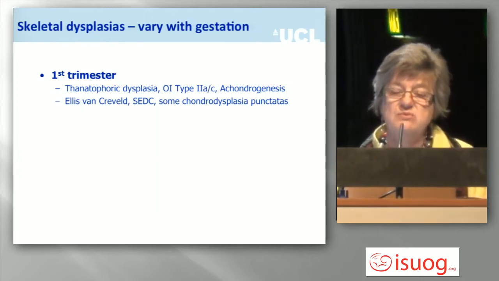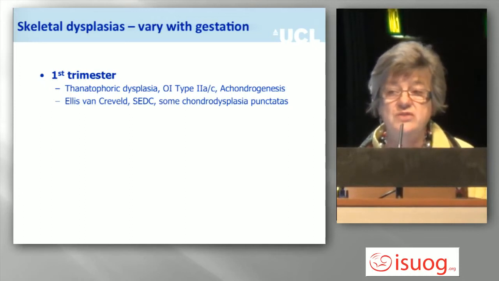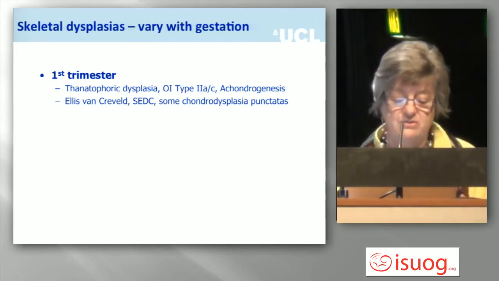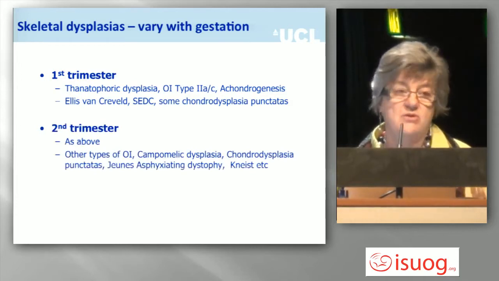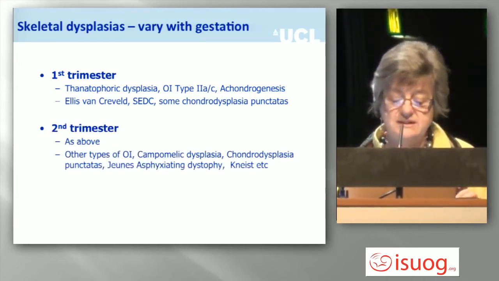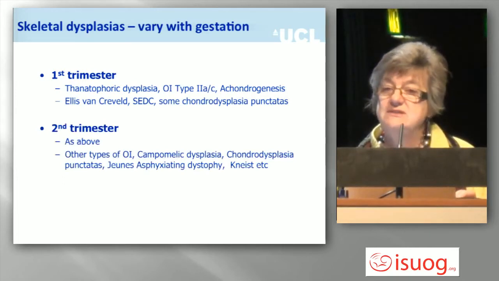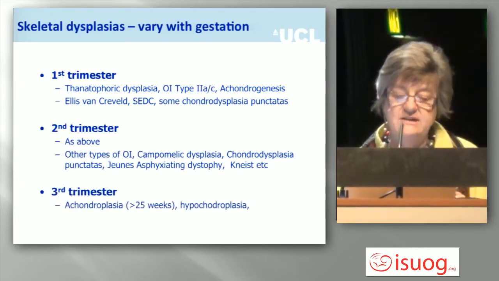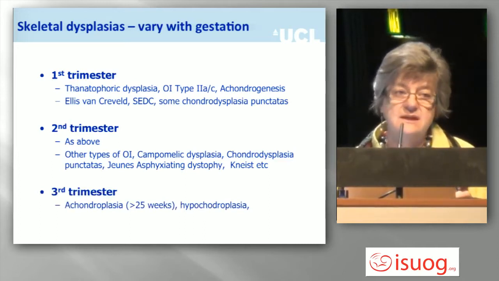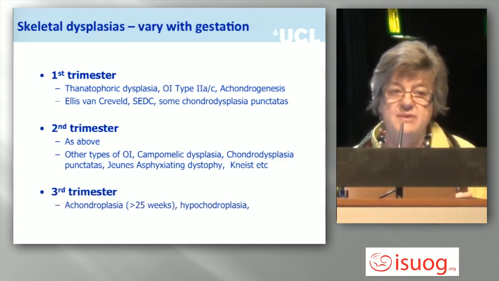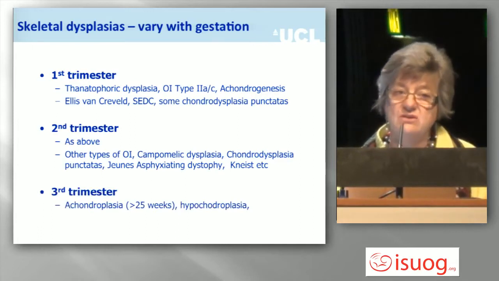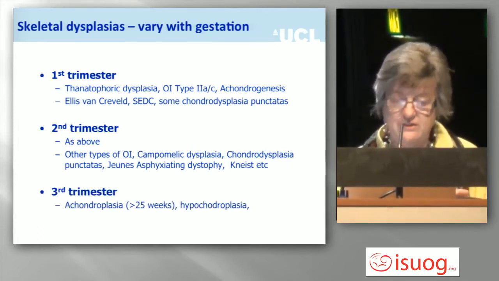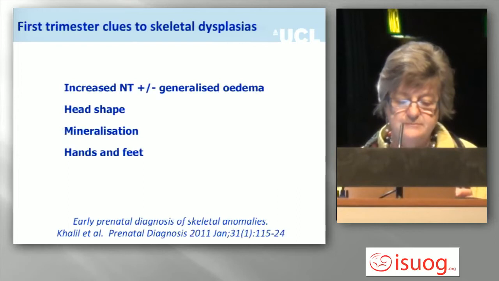In the first trimester, you're more likely to pick up those which might be lethal, but they are not uniformly lethal. So because you pick it up in the first trimester does not mean to say that it is lethal. The second trimester, you pick up, obviously, all those that you might see in the first trimester, plus a few more, which have a slightly less severe phenotype or less early onset. And in the third trimester, of course, the commonest skeletal dysplasia that you're going to pick up there is achondroplasia, which does not have a shortening of the limbs before 24 weeks.